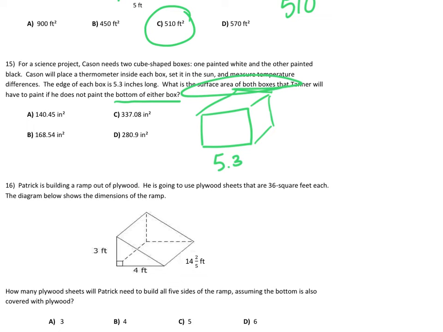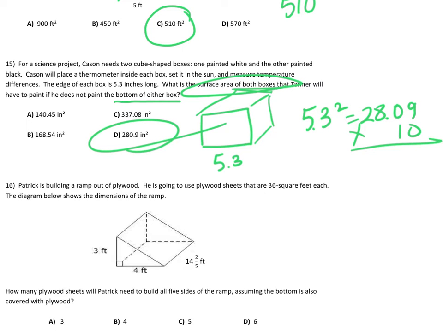Okay, so 5.3 squared is 28.09, and then multiply that by 10. That's what I would do, because there's 10 sides of 5.3 squared, because it's a cube. So times 10 is 280.9. Sometimes you got to think, what's the easiest way out of this? And that's the easiest way out of that.